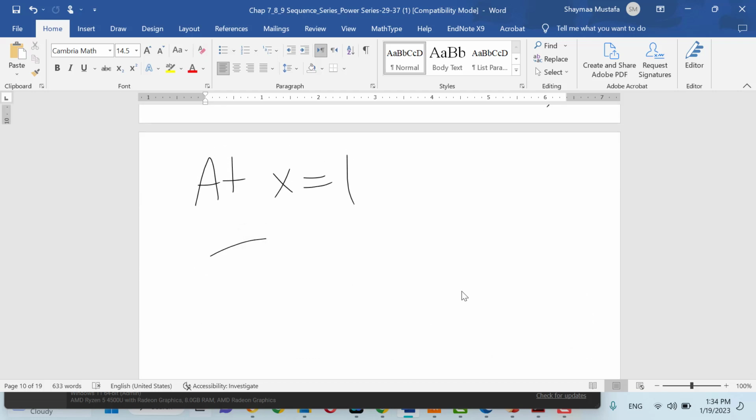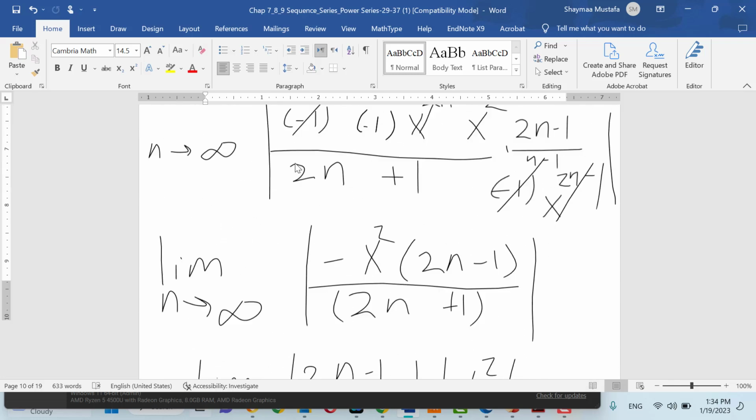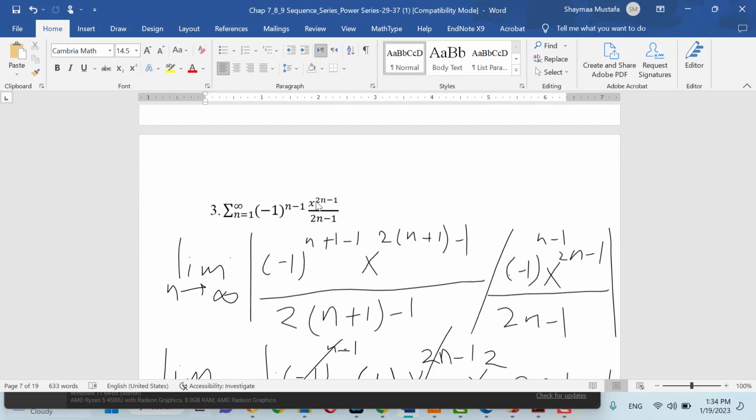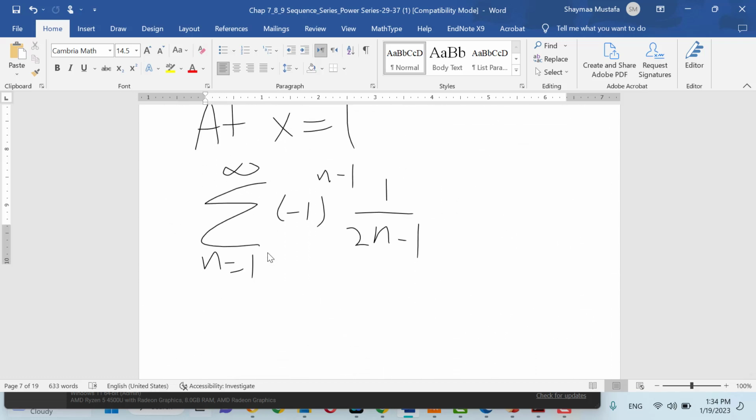So your new series is the summation from n equals 1 to infinity of minus 1 to the power n minus 1, times x to the power 2n minus 1 over 2n minus 1. When you replace x by 1, 1 to the power 2n minus 1 is 1, because 1 to any power is equal to 1. So we just write 1.